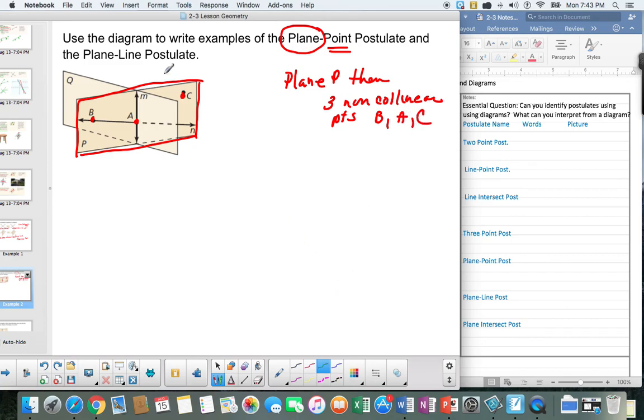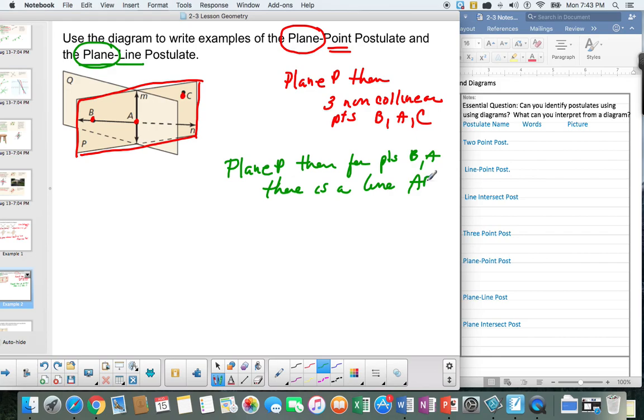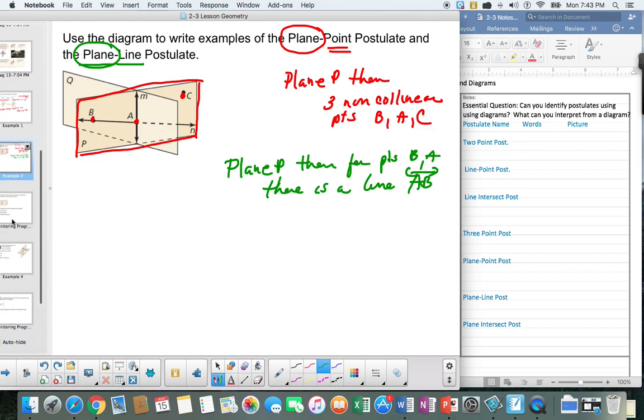Okay, the next one I want to talk about is the plane line postulate. You're starting off with a plane, so let's start with plane P again. This postulate says that if you have two points, then the line containing them is also in the plane. So for points B and A, there is a line called AB on it.